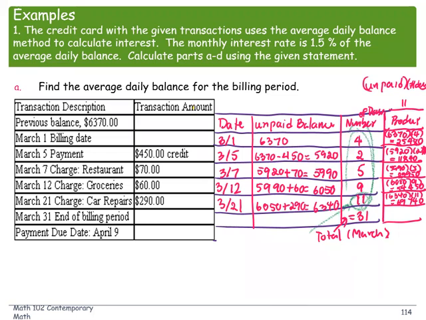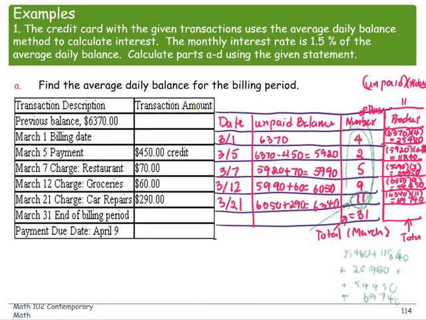And then the last one is going to be the total. The total is from the sum of 25,480 plus 11840 plus 29950 plus the next one, 54450, and the last one, 69740. The total is 191460. All right, and then we're going to use this number and this number to find the average daily balance.